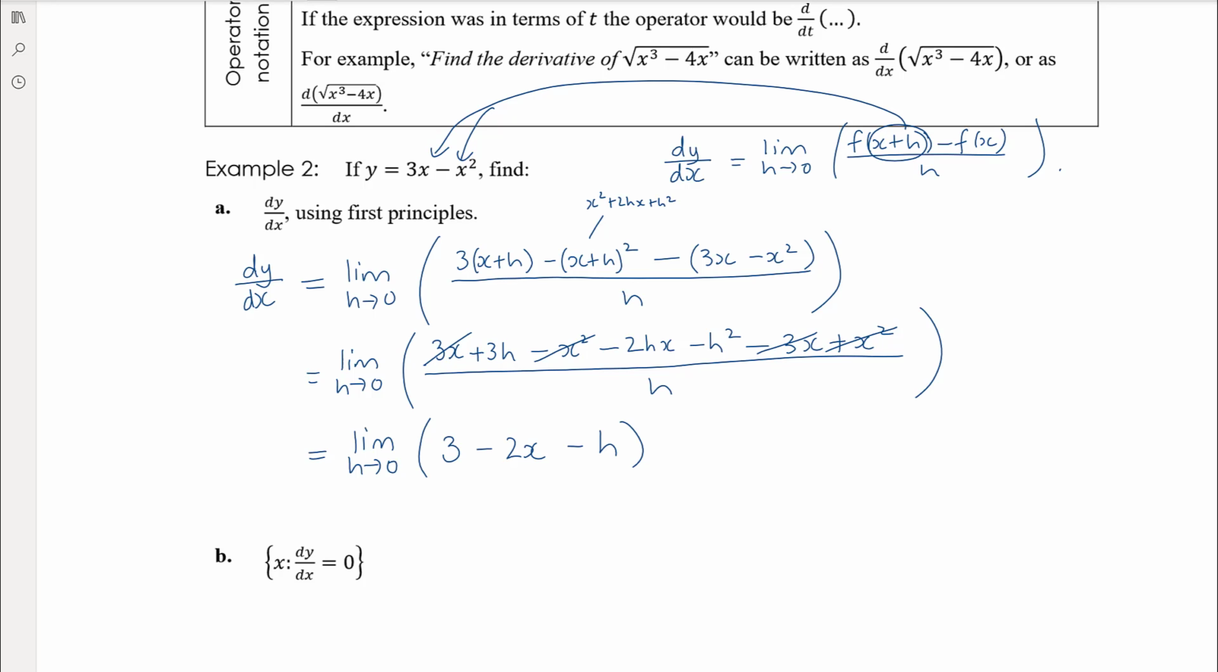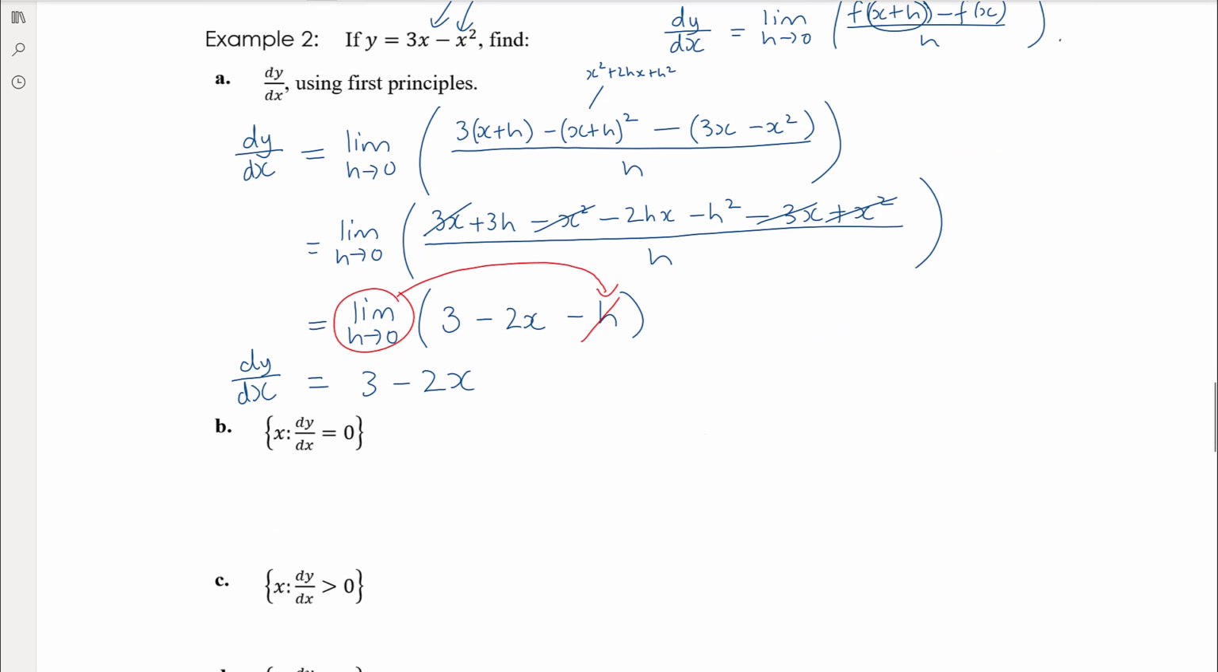Now that we've got rid of h in the denominator of the fraction, we can now take our limit as h approaches 0. What that's going to mean is this term here essentially becomes 0, and we're just going to be left with 3 minus 2x. So we've now calculated that dy dx, the derivative of y with respect to x, the gradient function for this particular equation, is 3 minus 2x.